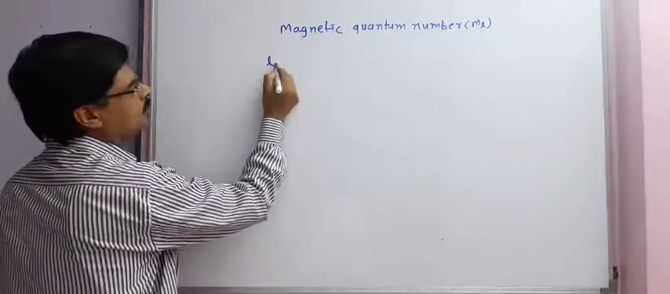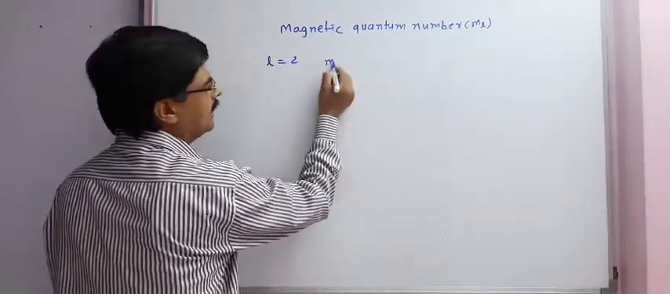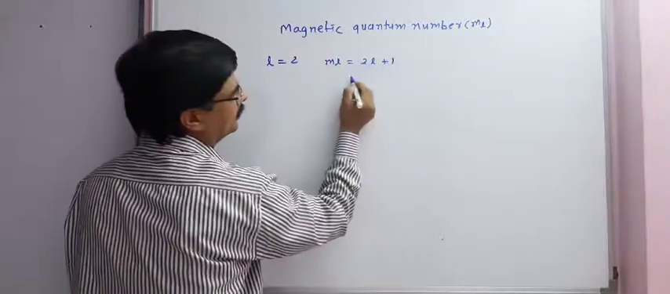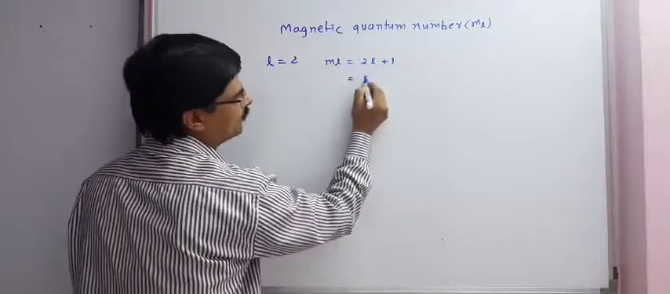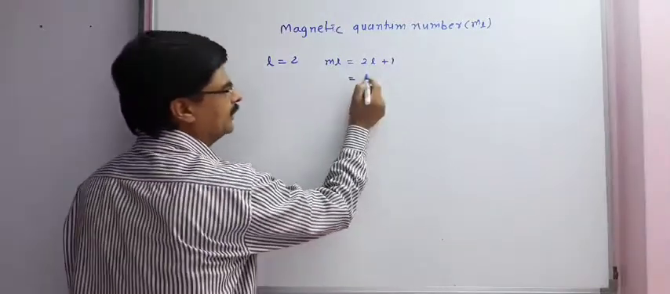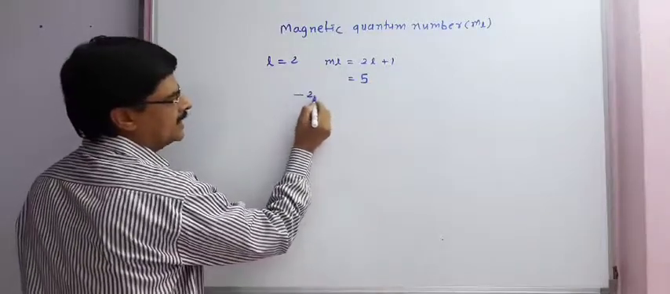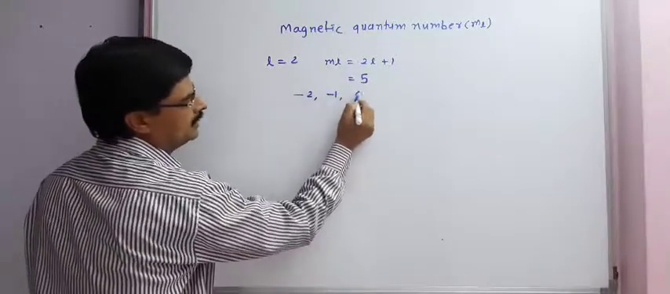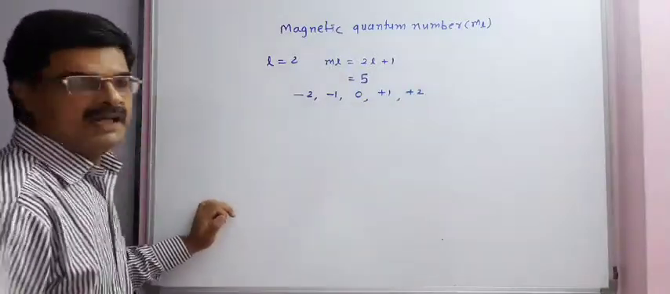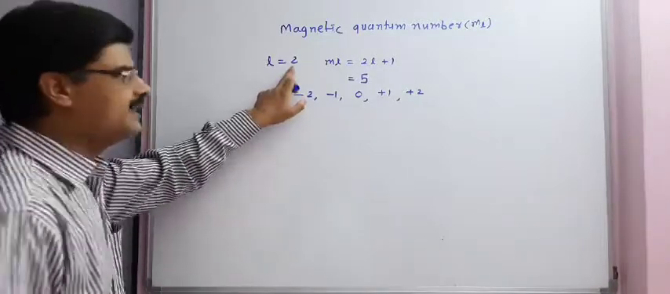Now L is equal to 2. Then the number of ml values is 2L plus 1, so 2 into 2 plus 1, that is 5. Total ml values is equal to 5. They are -2, -1, 0, +1 and +2. And we have d orbitals. L is equal to 2 means d.